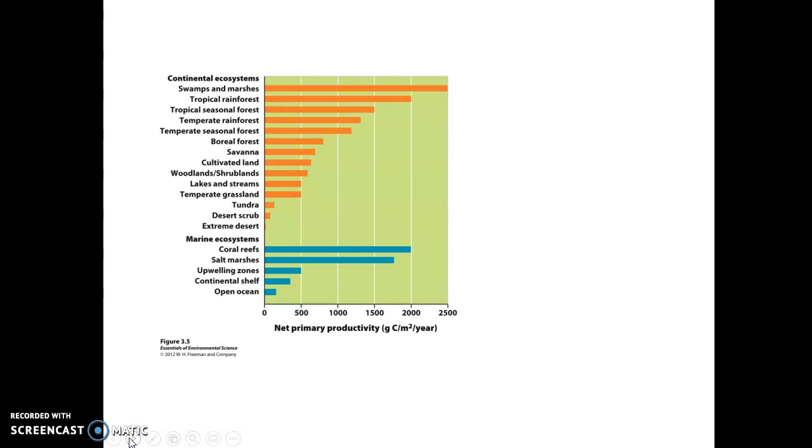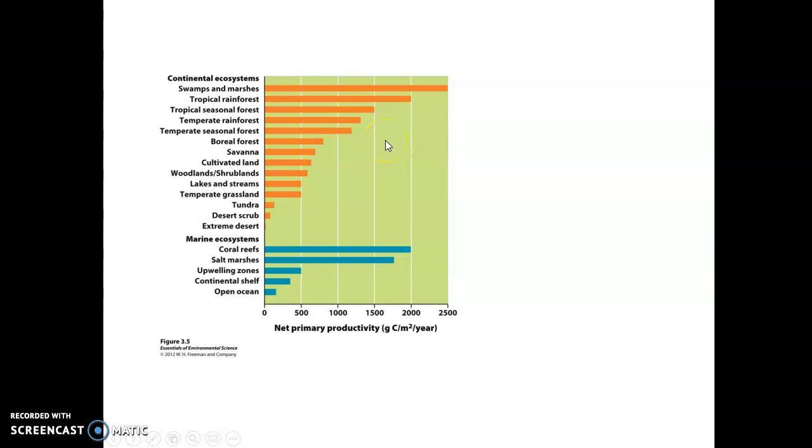Now, this graph shows you the comparison of the primary productivity of different ecosystems. First we have continental ecosystems, and on the bottom we have marine ecosystems. You probably would have guessed tropical rainforests are up high on net primary productivity, but so are swamps and marshes. Swamps and marshes are ecosystems that are partially or completely submerged in water during most of the year, and they are the highest productive areas of all continental ecosystems, and actually of all ecosystems in general.